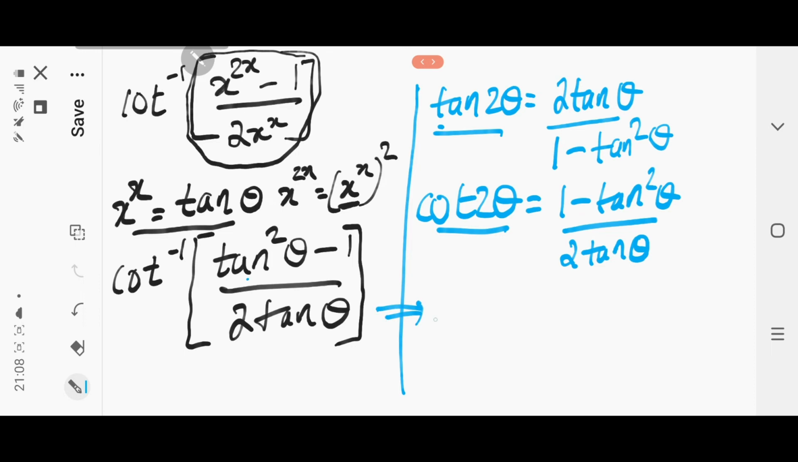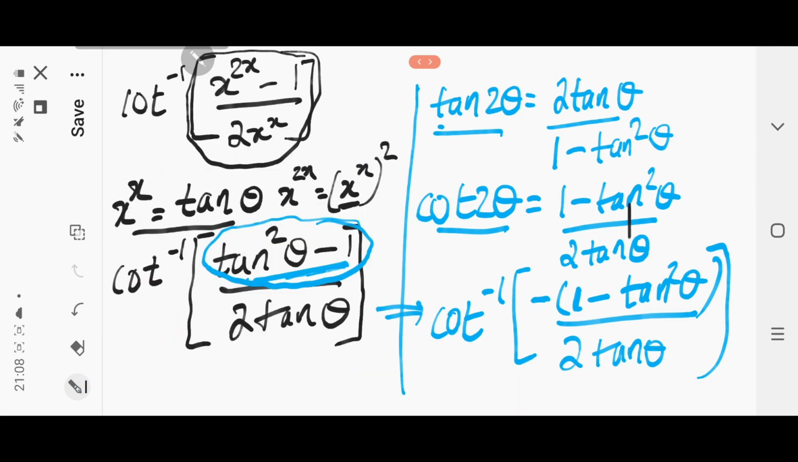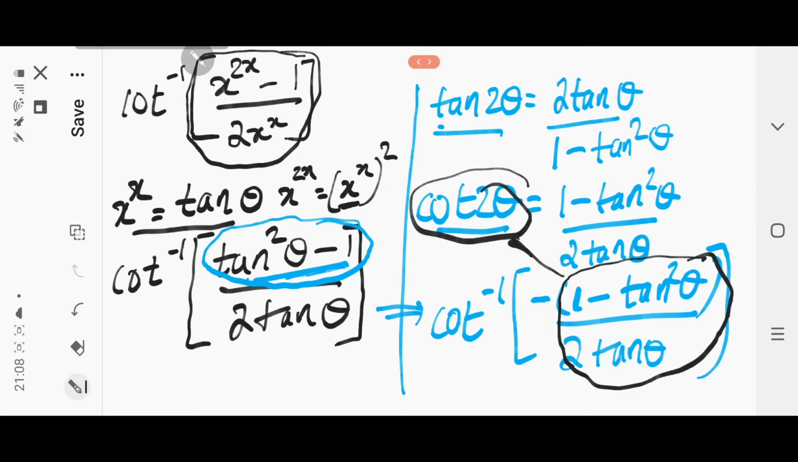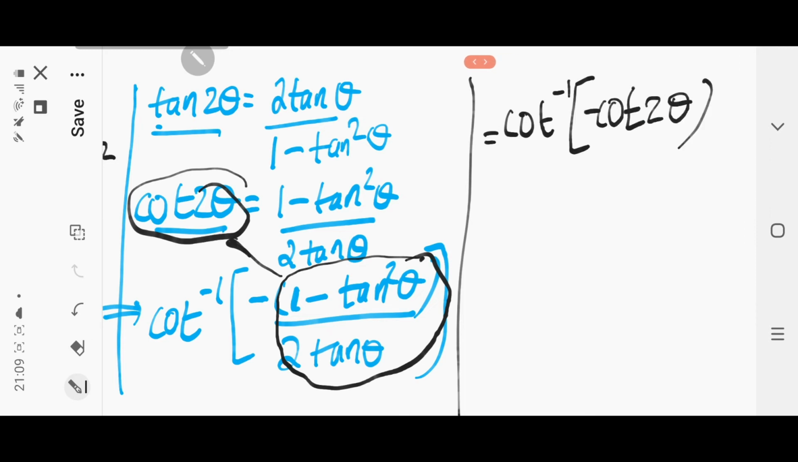Okay. Then what is here? Cot inverse of, see, what is that here? Here this is tan square theta minus 1. I take minus as common, so you can write 1 minus tan square theta by 2 tan theta. See what happened here? Both of these are the same, right? That means you can write this as cot 2 theta. So it is equal to cot inverse of minus cot 2 theta.